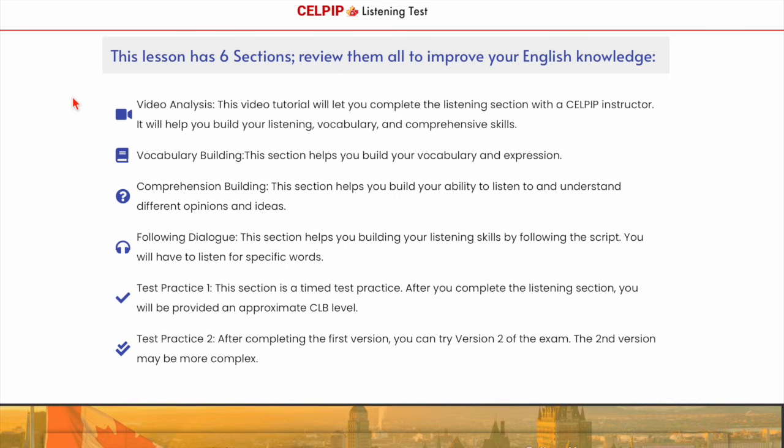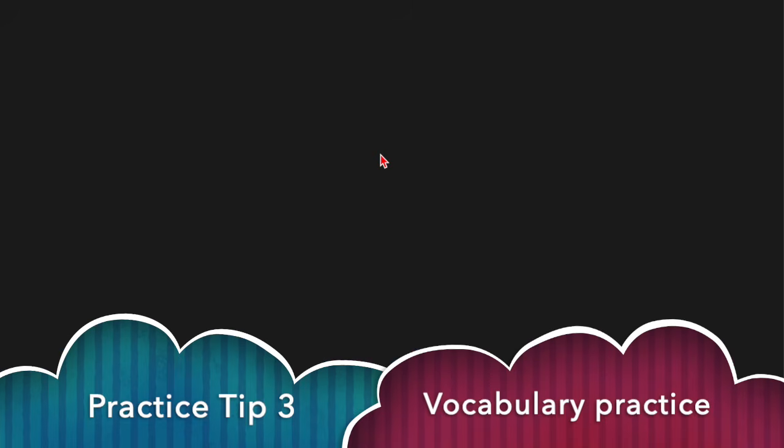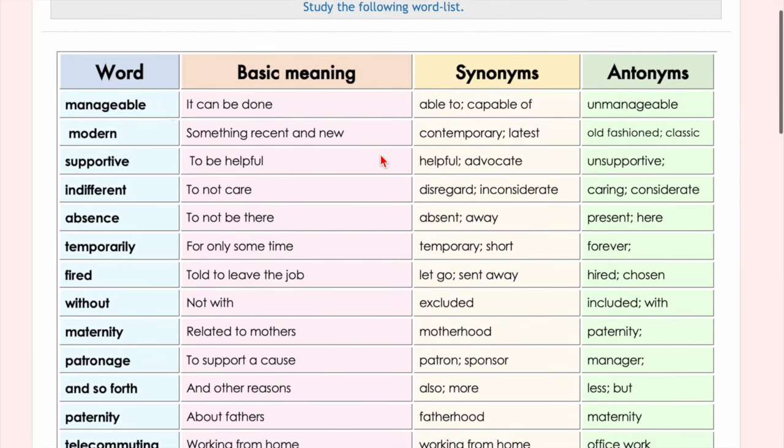All right. So then, here we are in the front page of today's sample lesson. And you can see that this lesson has 6 sections. All right. And it's very important to review them all. We have the video analysis, which is the one that we are watching right now. Okay. And then we have vocabulary building for this section. Okay. Great vocabulary. Look at all these vocabulary words.